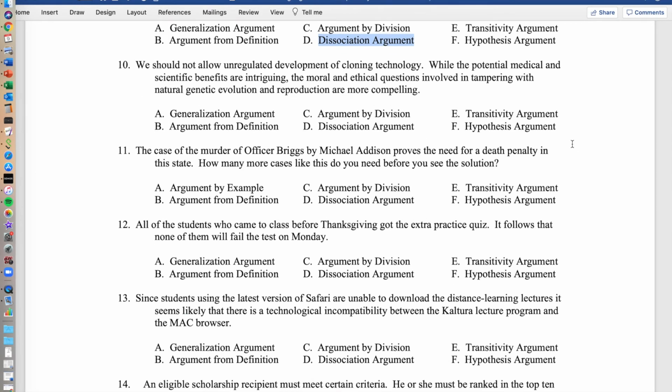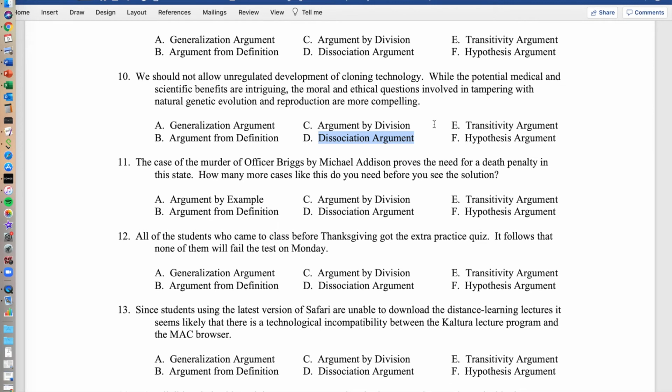We should not allow unregulated development of cloning technology. While the potential medical and scientific benefits are intriguing, the moral and ethical questions involved in tampering with natural genetic evolution and reproduction are more compelling. And having just done one, you may recognize this also is a dissociation argument, because we arrive at the conclusion that we should not allow unregulated development of cloning technology by considering that proposal or that activity from different perspectives.